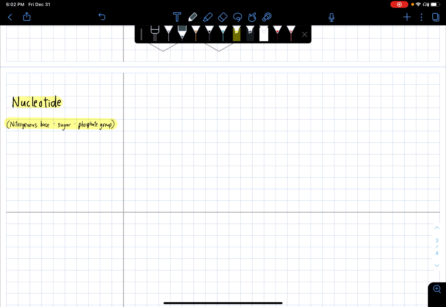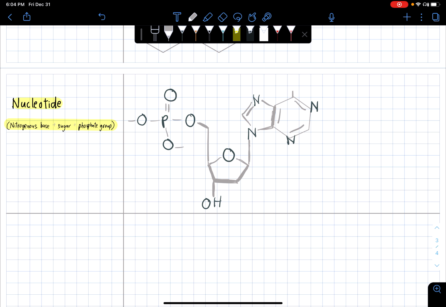Double bonds in that position. We place nitrogen here, nitrogen there. Then, going up, we have to readjust the entire structure. There you go. Above, we have NH sub 2. So yes, that's everything for nucleotide. This is the structure.